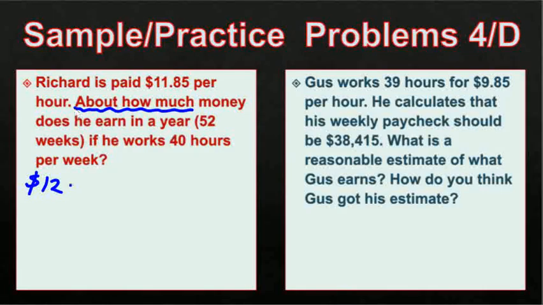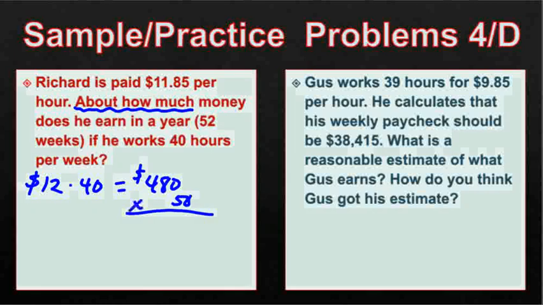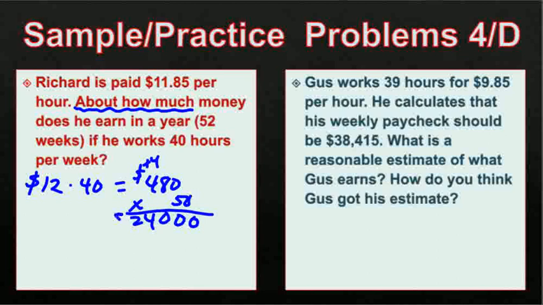So 12 times 40, that would give you $480 a week. And then let's just say 52 weeks. So let's just round that to 50. We multiply that. We got 0, 40, 2, 20, 24. So you're talking about $24,000 he would earn per year.